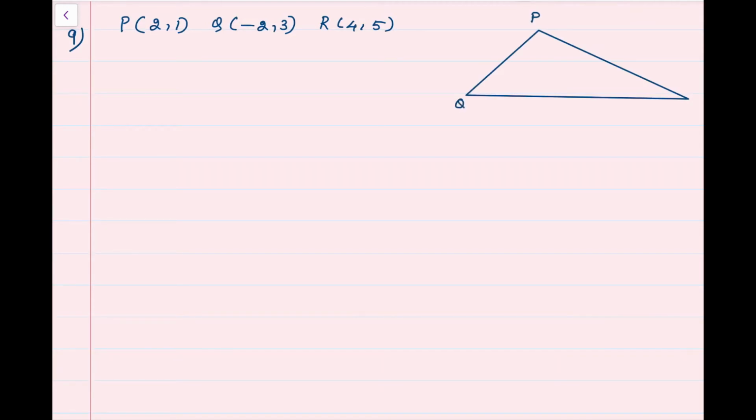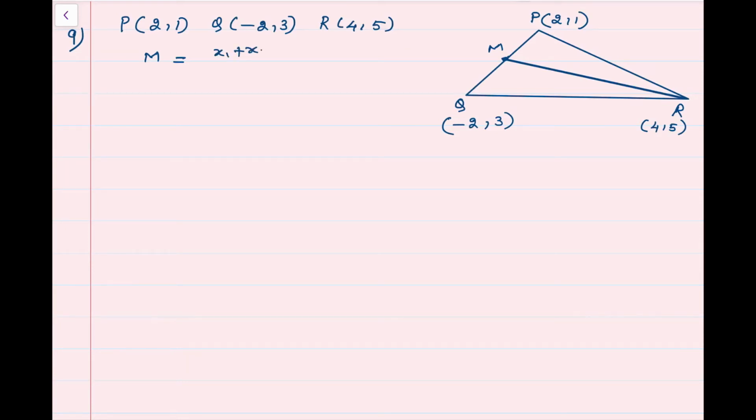Question number 9. The vertices of triangle PQR are P is (2, 1), Q is (-2, 3) and R is (4, 5). Find the equation of the median through the vertex R. Let us take this as triangle PQR. P's coordinates are (2, 1), Q is (-2, 3), R is (4, 5). Median through the vertex R. Let M be the midpoint. RM is the median. We will find the coordinates of M. M is the midpoint of PQ.